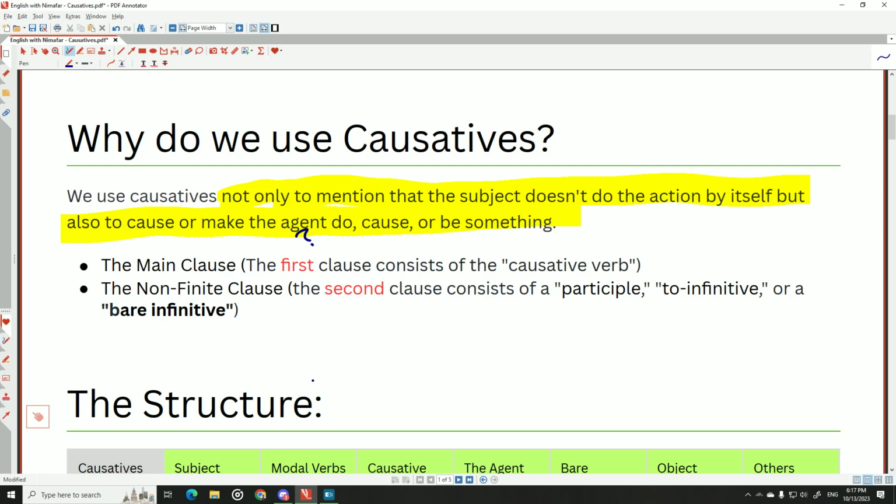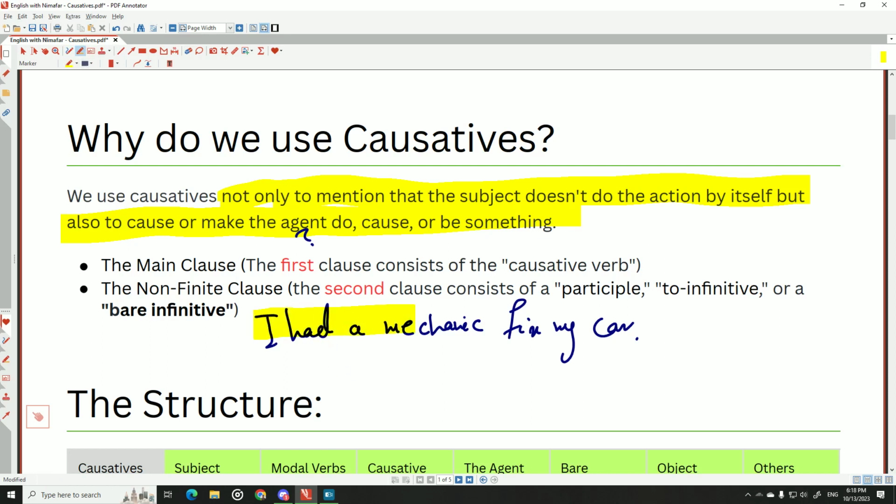For example, let me write an example here. I had a mechanic fix my car. Maybe you have a question about the structure. Don't worry, we will get to that. This part is called the main clause. And this one is called the non-finite clause, which has either a participle, to infinitive, or bare infinitive.